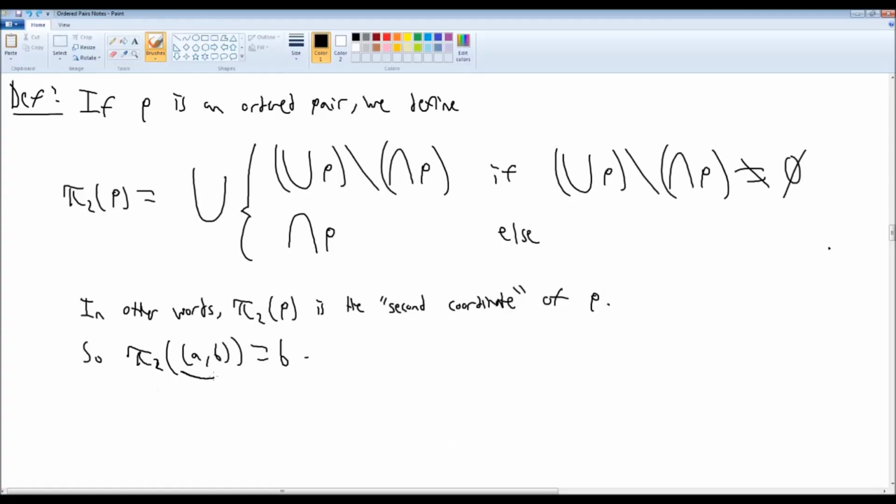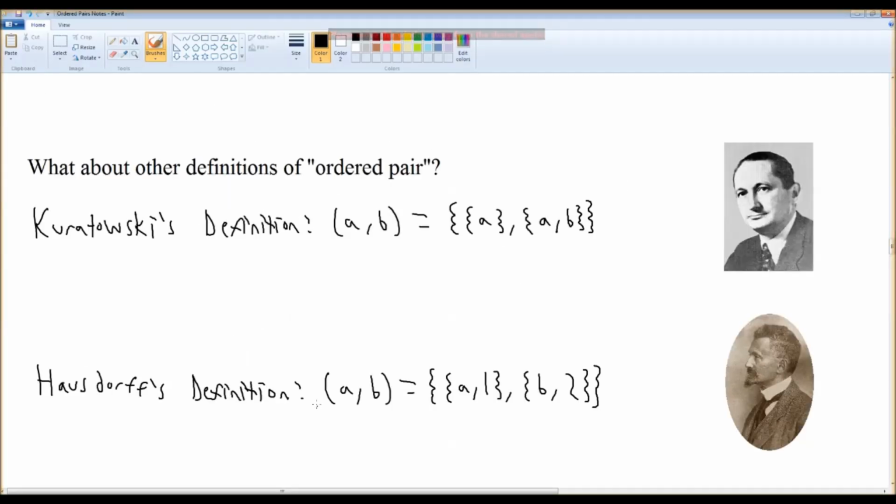So if you put in an ordered pair as input, it spits out whatever the second coordinate is. And by the way, you don't need to memorize this ugly formula, but it's kind of cool that at least in principle, there is some formula out there. Now I want to talk briefly about other definitions of ordered pair.